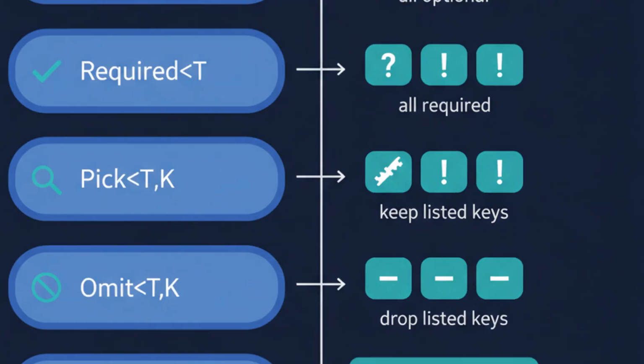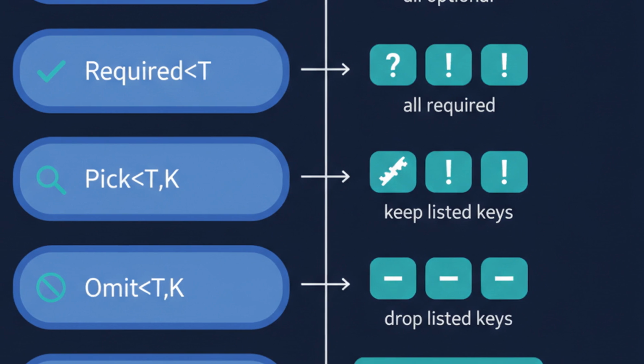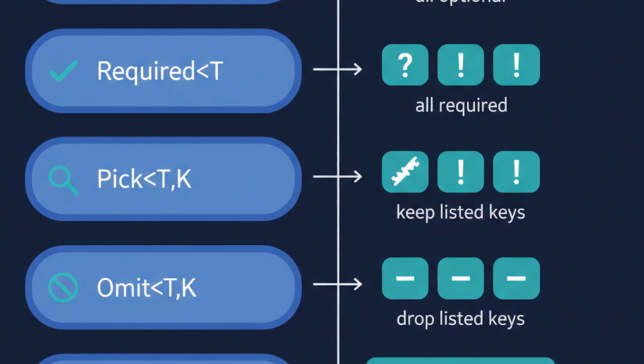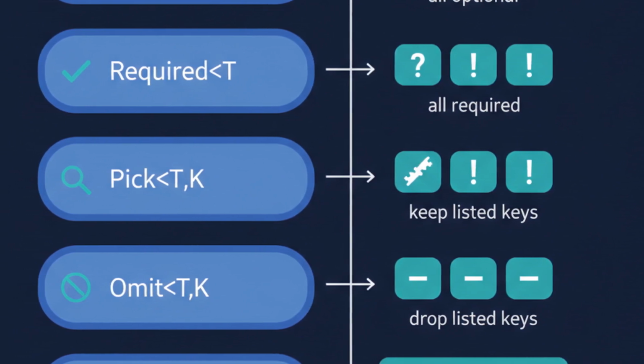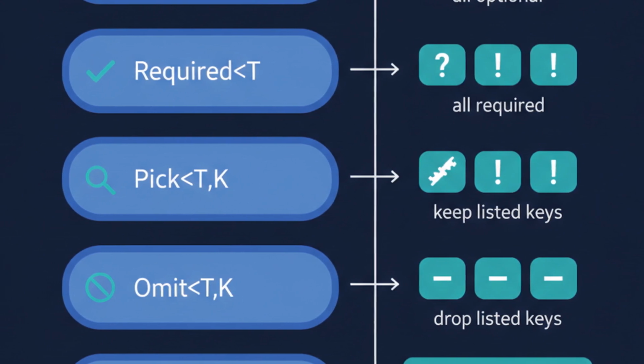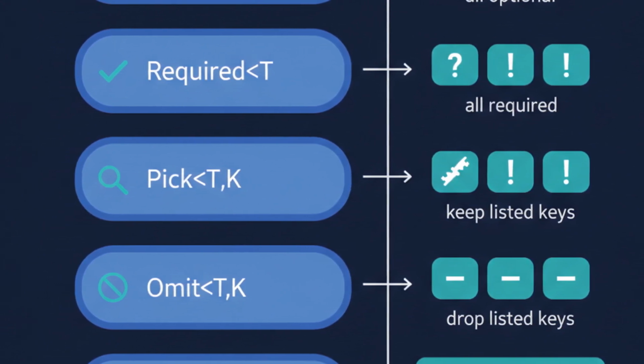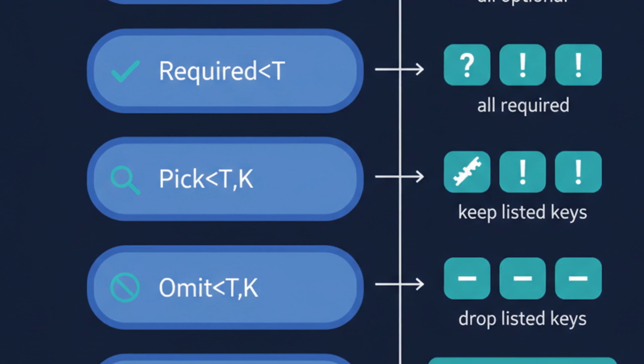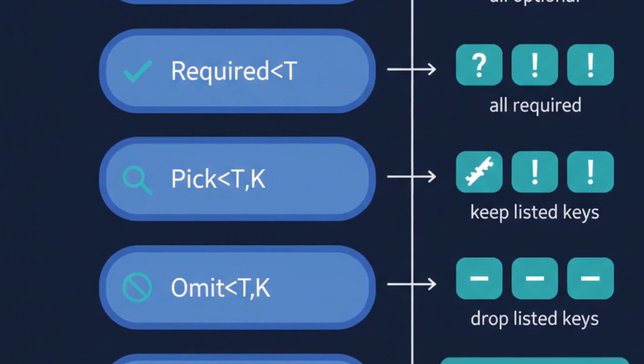Let's lock these in. Partial makes everything optional, required makes everything mandatory. Pick keeps only the keys you list. Omit drops the keys you list. And record builds an object type from keys and a value type. 5 tools, 1 mental model. They all transform an existing type into a new one. Keep this cheat sheet handy.